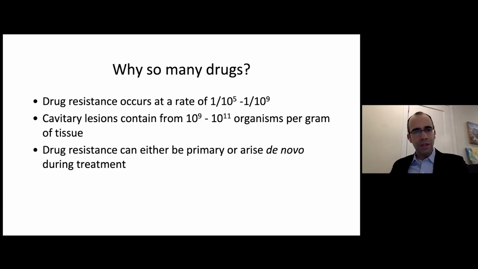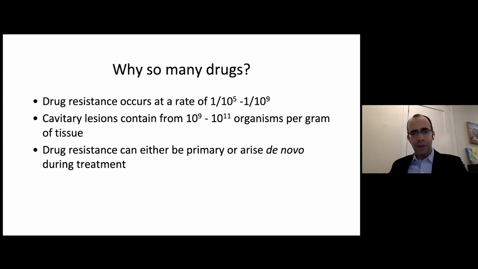Why do you need so many drugs? Why 4 drugs for TB? So TB will develop spontaneous resistance to any given drug at a particular rate. And that rate will vary from 1 in every 10,000 TB bacilli to 1 in every billion, depending on the drug. And so just to give you an idea, when people have cavitary disease, they'll have 1 billion to 100 billion organisms per gram of tissue. So it's really a numbers game.